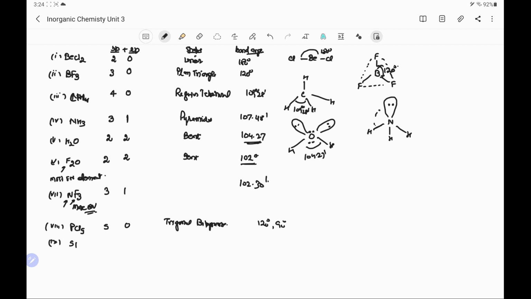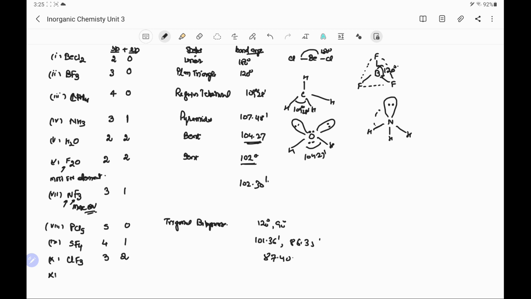For example, SF4 contains 4 bond pairs and 1 lone pair, and here the shape is deformed and the angles are 101.836 and 86.33. Similarly, if we take ClF3, it has 3 bond pairs and 2 lone pairs, and here the angle is 87.40.